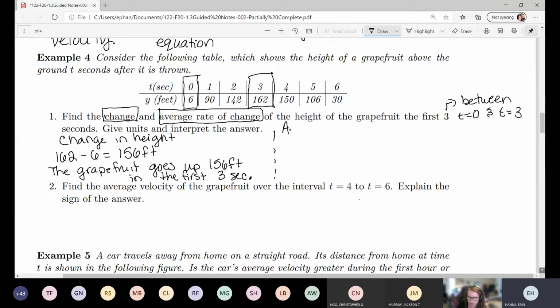So now for the average rate of change, we have those 2 points. So we have to find f of b minus f of a all over b minus a, essentially the slope. So we've got 162 minus 6 all over 3 minus 0. So that's going to become 156 over 3, which is 52 feet per second.